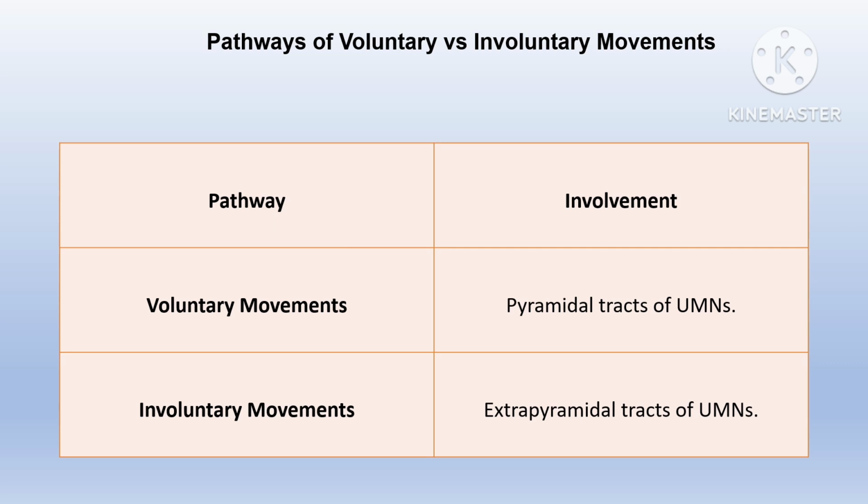The upper motor neuron has two main tracts. The first is the pyramidal tract, which is a direct pathway and it controls the voluntary movements. And the second is the extrapyramidal tract, which is an indirect pathway, and it helps to coordinate and refine movements and also control the reflexes.